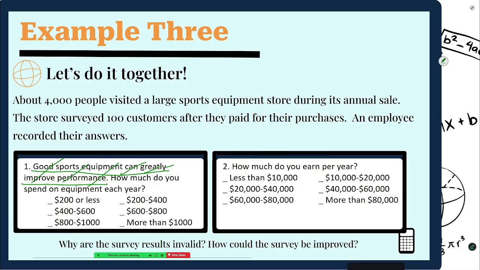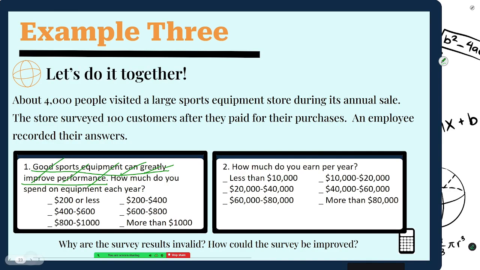And when you ask sensitive information, like how much do you earn per year, you want to be able to give them the chance to have it written and anonymous. Don't ask for their name or address. Let them just check off a box, fold it up, put it into a lockbox, and then you will get a more honest answer.